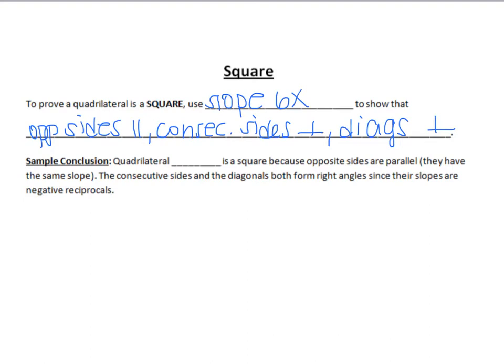Okay. You do have some leeway in how you word your conclusion, okay, but this should be the general gist of it. Relate what you know based on your calculations.